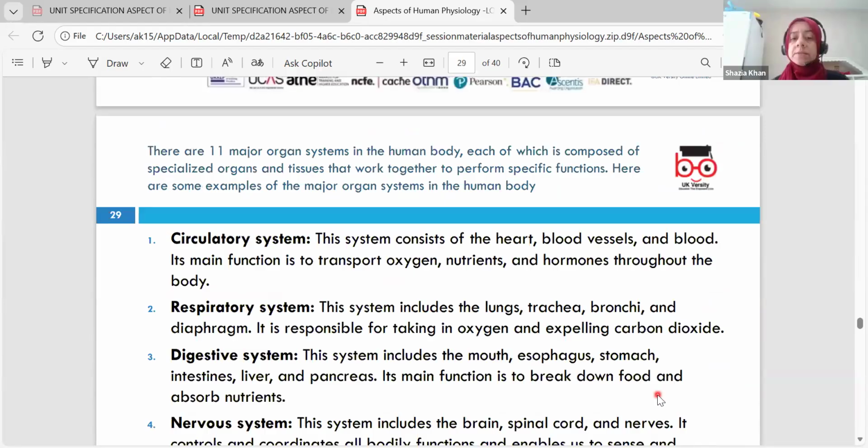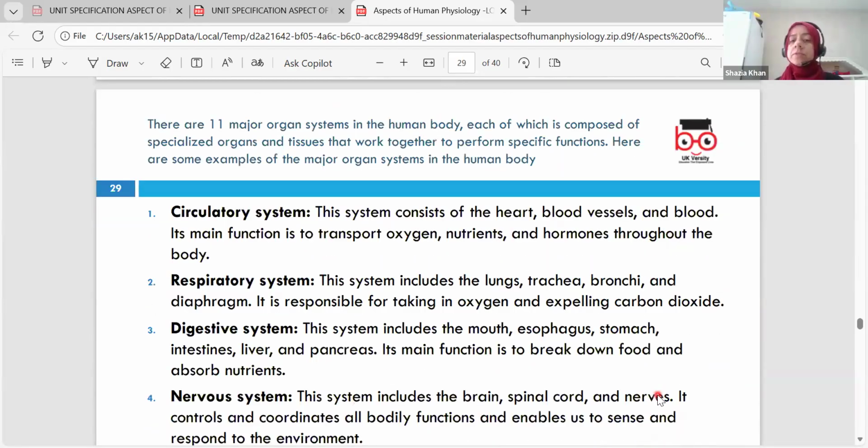There are 11 major organ systems in the body, and they're made up of specialized organs and tissues, and they work together to perform specific functions. You have the circulatory system, which is made up of the heart, blood vessels, and the blood. Their main function is to transport oxygen, nutrients, and hormones. I've given a detailed list of all of these earlier.